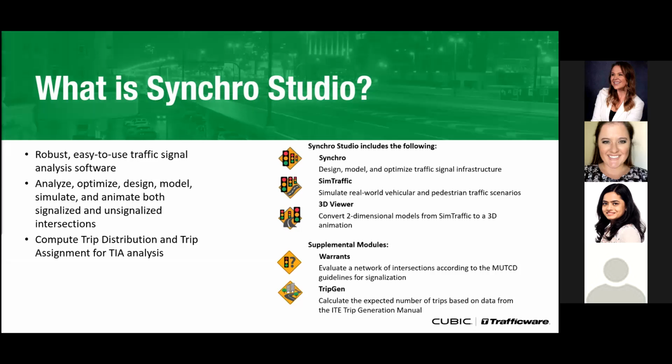Now, both the names are quite self-explanatory. Warrants allows you to evaluate a network of intersections according to the MUTCD guidelines for signalization. Today's Warrants also supports the all-way stop control intersection. TripGen allows you to calculate the expected number of trips based on data from the ITE Trip Generation Manual. And we support the latest ITE Trip Generation, which is manual number 10.